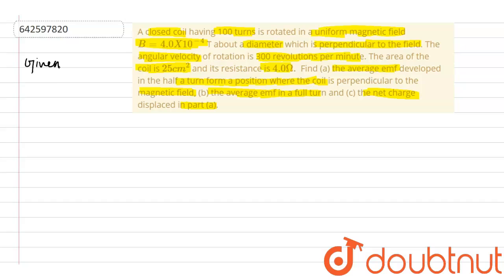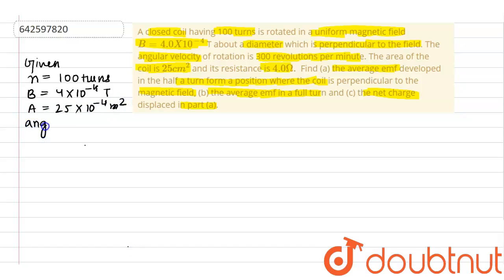Number of turns are given to us, so that is N, 100 number of turns. Then we have the magnetic field, so B is given as 4 into 10 raised to power minus 4 Tesla. Then we have the area that is given to us, but it is in centimeter square, so we are going to convert it into meter square. So it's going to be 25 into 10 raised to power minus 4 meter square. Other thing that we are given is angular velocity, or omega. We can write it as 300 revolutions per minute. All of these things are given to us in the question.